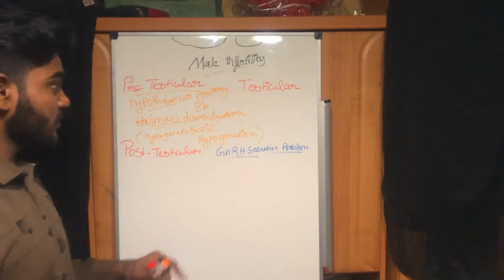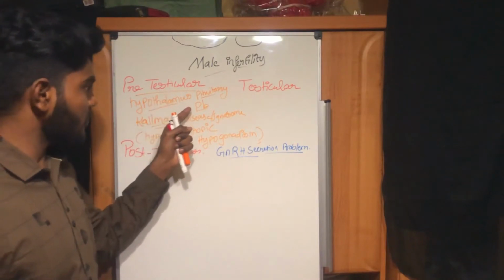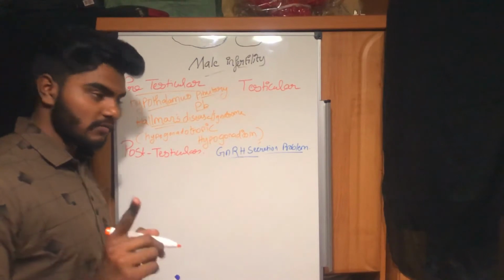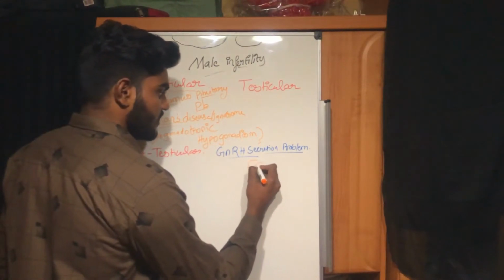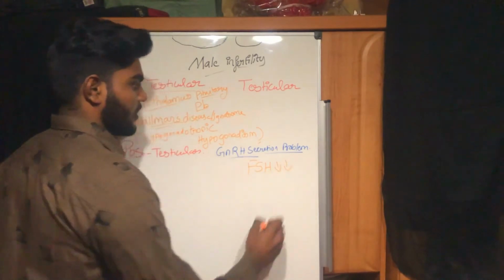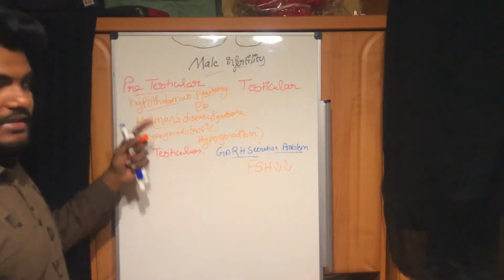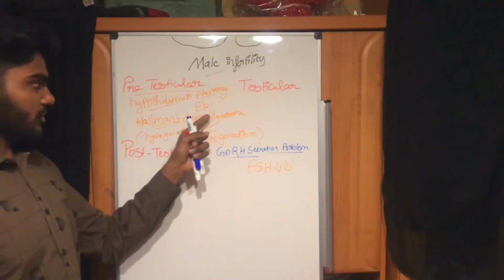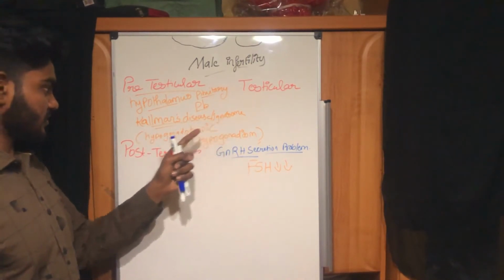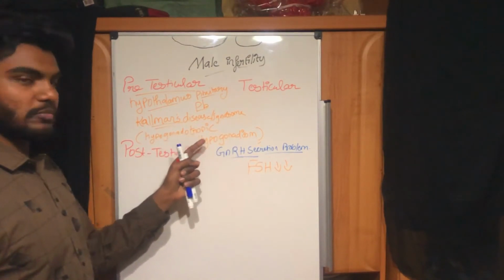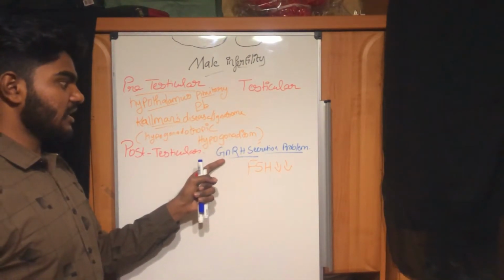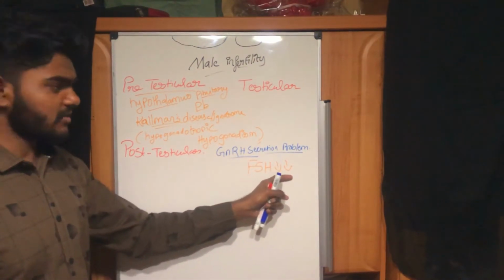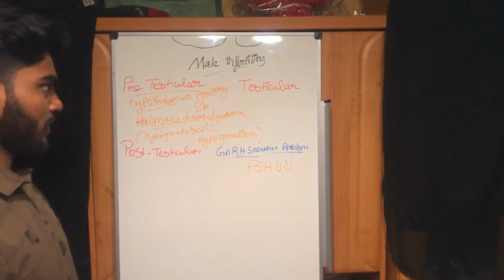So if the problem occurs in the hypothalamus pituitary axis, what about the FSH level? Yes, you are correct. FSH level is very low. So this is the pre-testicular: we are seeing the hypothalamus pituitary problem, Kallmann's disease or syndrome, hypogonadotropic hypogonadism and the GnRH secretion problem. Here you can see the FSH is very, very low.